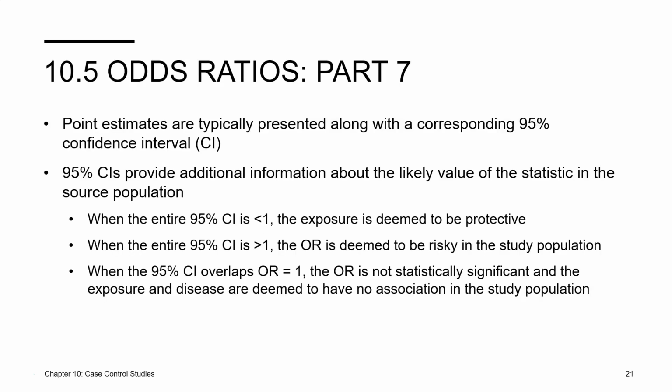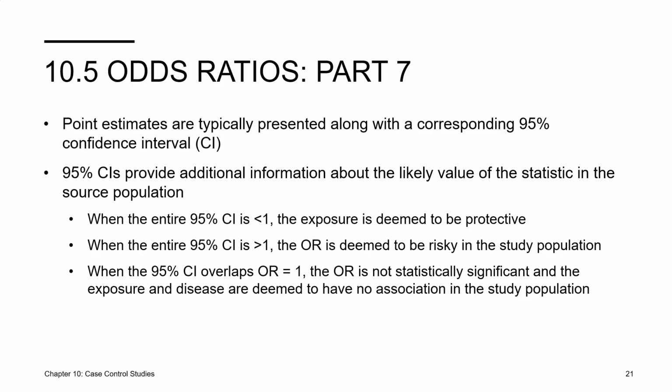However, point estimates are typically presented with 95% confidence intervals. So you don't normally just see an odds ratio on its own, because then it doesn't give you a statistical significance value with it. It can be done by hand, but you usually use statistical software like Stata or SAS to do this. But 95% confidence intervals will go along with it.